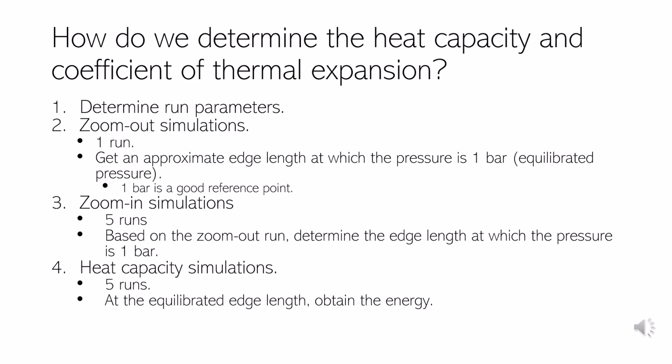Then we narrow down the range around the rough estimate that we calculated in the zoom-out runs. We run 5 simulations to better estimate equilibrated volume. These runs are called zoom-in runs. And lastly, we use the equilibrated volume to run 5 simulations to measure the system's average energy. From these runs, we calculate the heat capacity and the coefficient of thermal expansion.